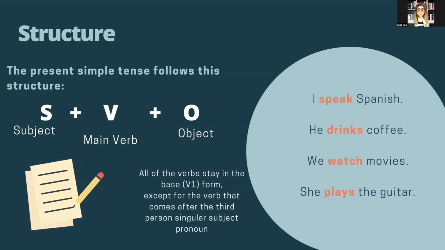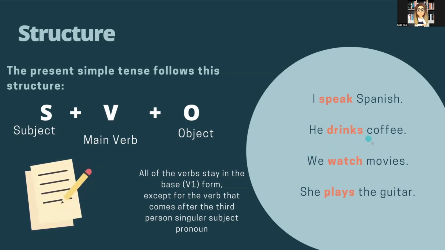So let's have a look at some of the sentences on our right. We have, I speak Spanish. Speak is the verb, stays in its base form. We don't change it. He drinks coffee. Now, this one is in third person singular because the pronoun is a third person singular pronoun. So on the verb, we have drink. We're going to add an S on that.